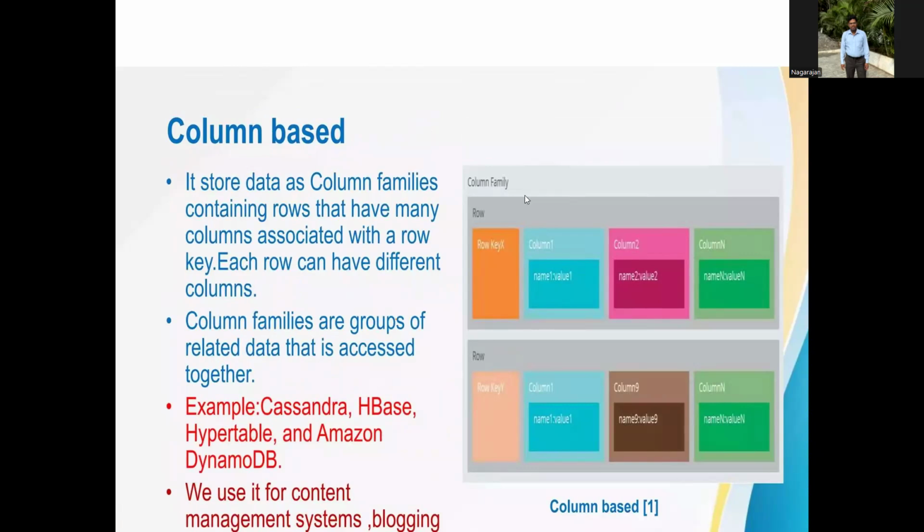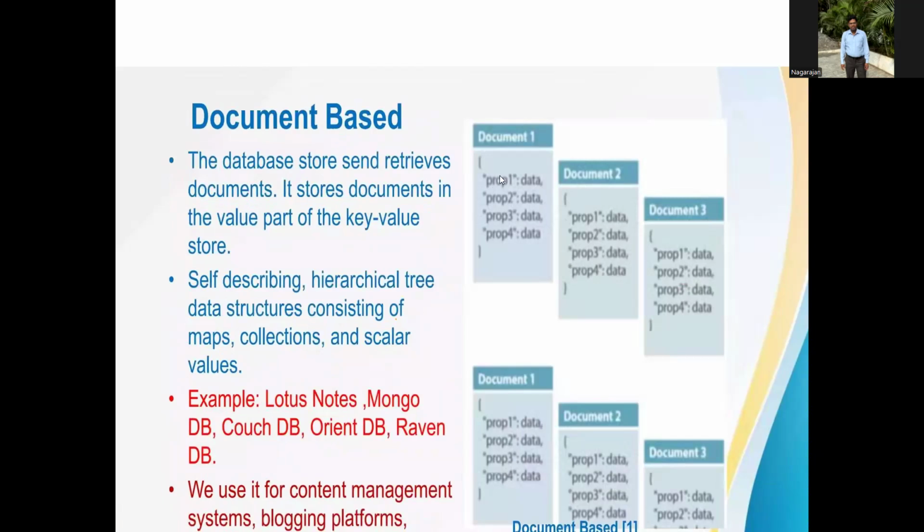And document-based. Here it is like a network structure: document 1, followed by document 2, and document 3, and so on. Here it can easily send and retrieve documents very fast, and it follows the concept of key-value pairs, as in the previous one. Examples are Lotus Notes, OrientDB, and so on.